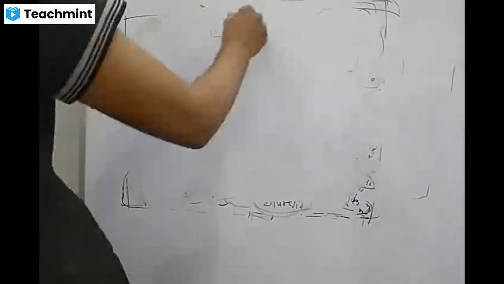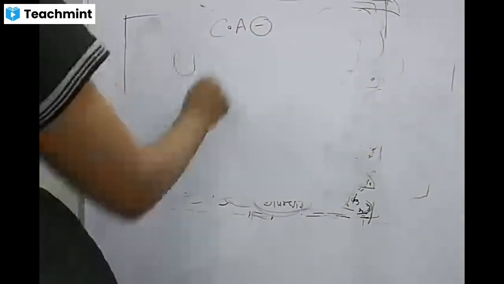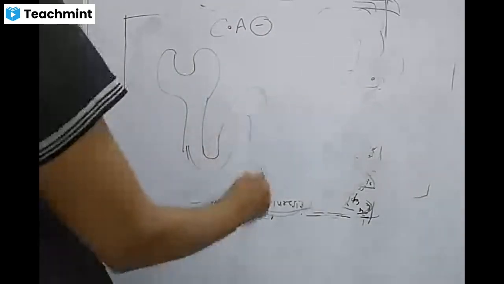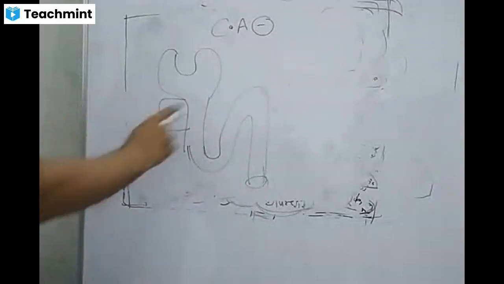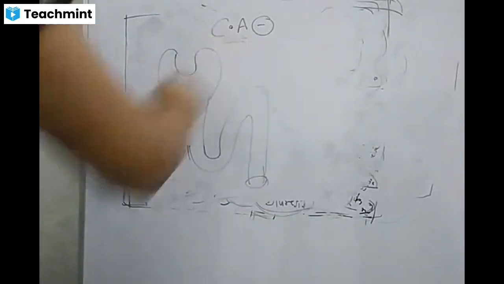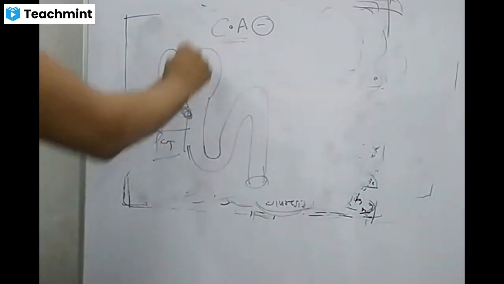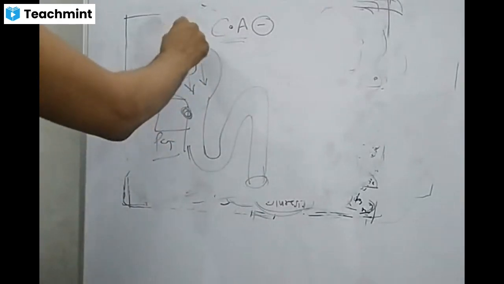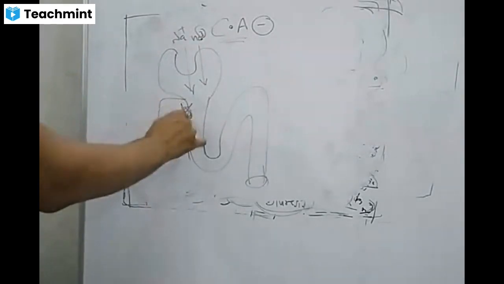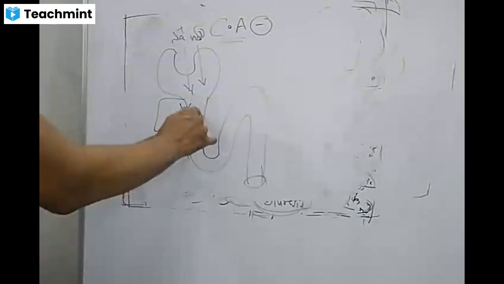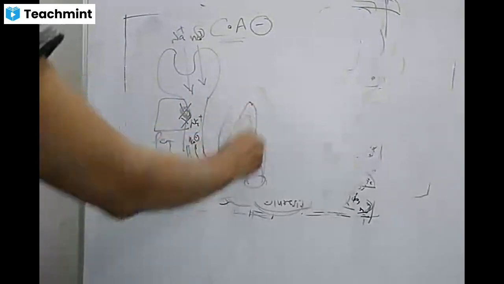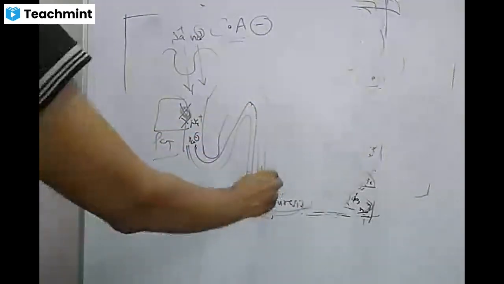So the first category is carbonic anhydrase inhibitors. This is our nephron, where these are the PCT cells. At this location we have the carbonic anhydrase enzyme. Normally sodium and bicarb are filtered in the glomerulus and reabsorbed. But if we block this, then this sodium and bicarb will not be reabsorbed, and will be lost in the urine.